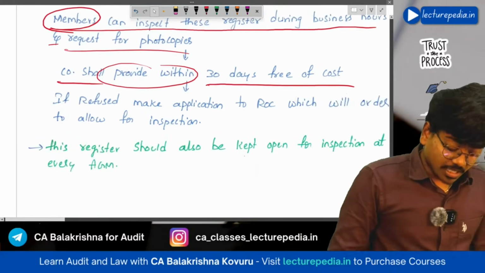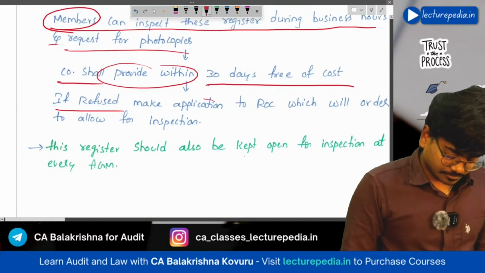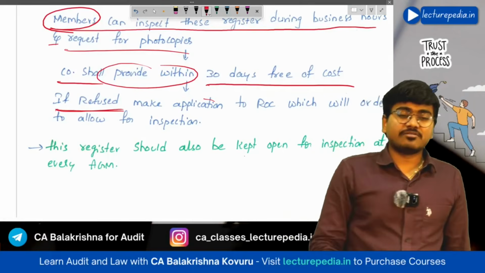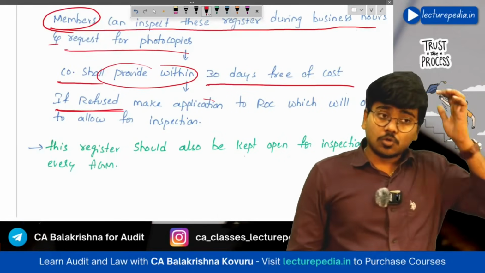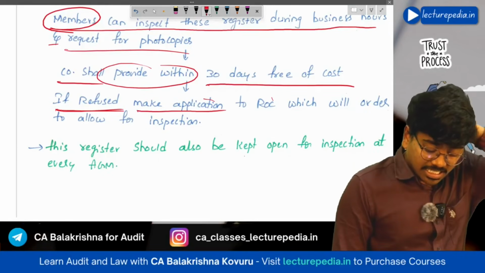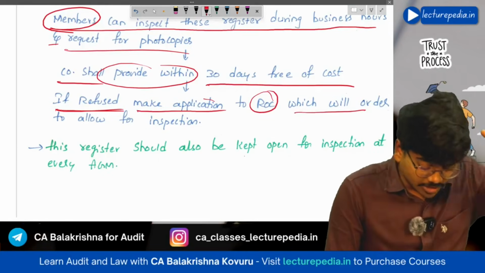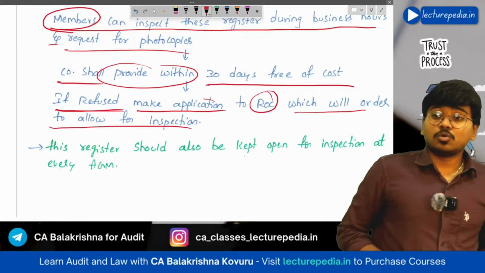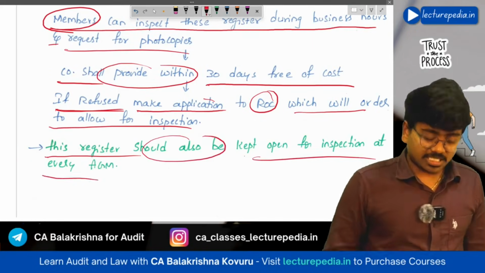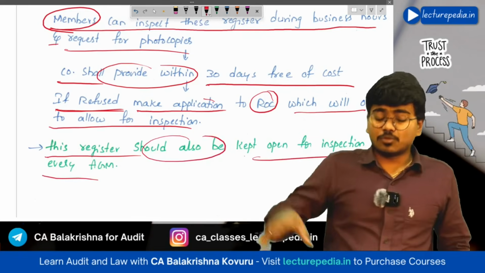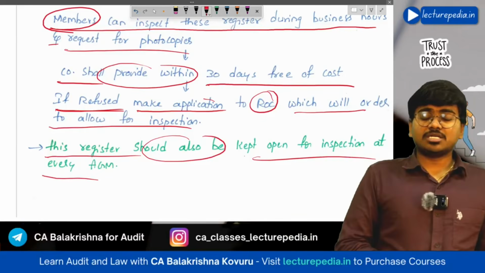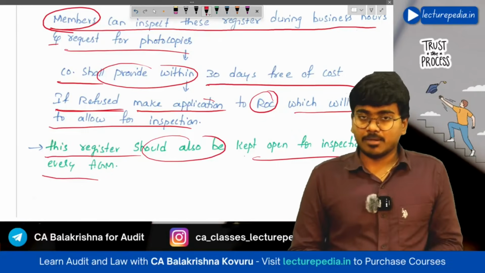If the company refuses to make the photocopies available, or refuses to show these registers to the shareholders, then shareholders can make an application to the Registrar of Companies, which will order the company to allow inspection. This register should also be kept open for inspection at every annual general meeting, so that they can be inspected by the members.